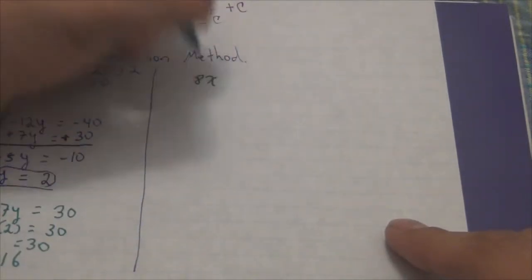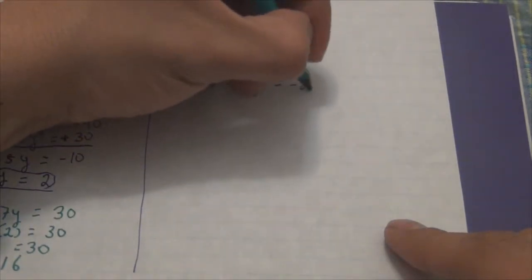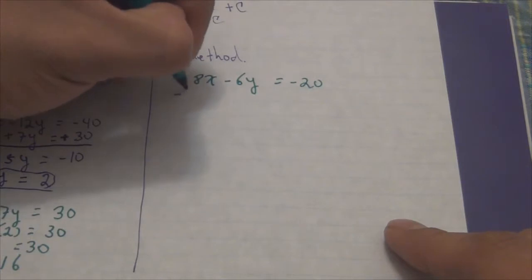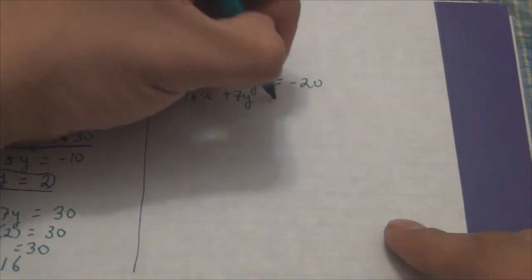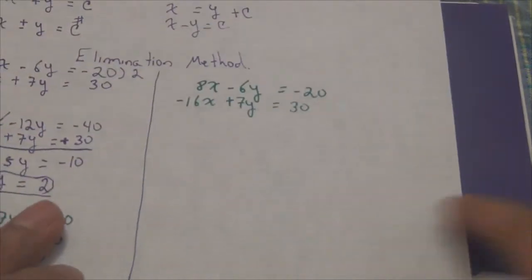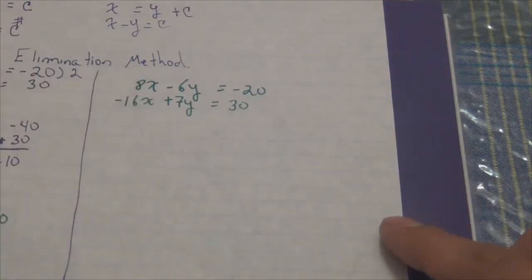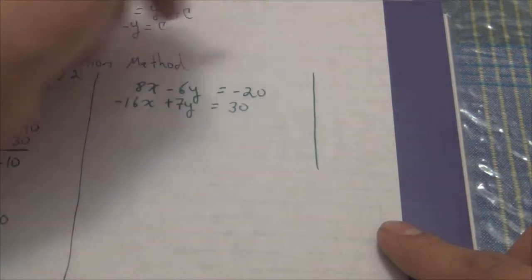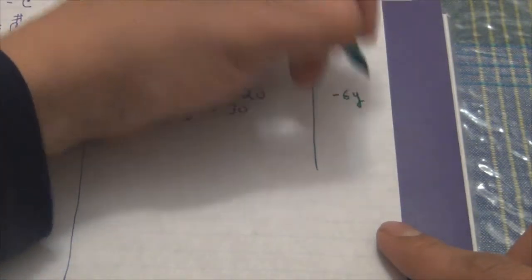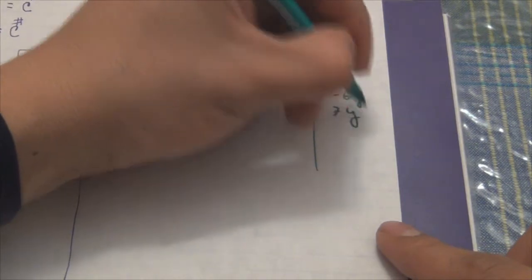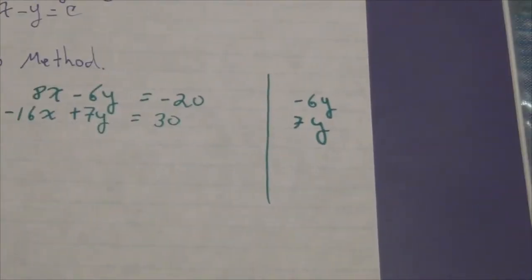So you have 8x minus 6y equaling negative 20, and the other equation is negative 16x plus 7y equaling 30. What if you didn't want to eliminate the x? What if you just wanted to eliminate the y? Well, same process. Take your two values for the y's, negative 6y and 7y, and ask yourself, how can I make these two quantities opposites?